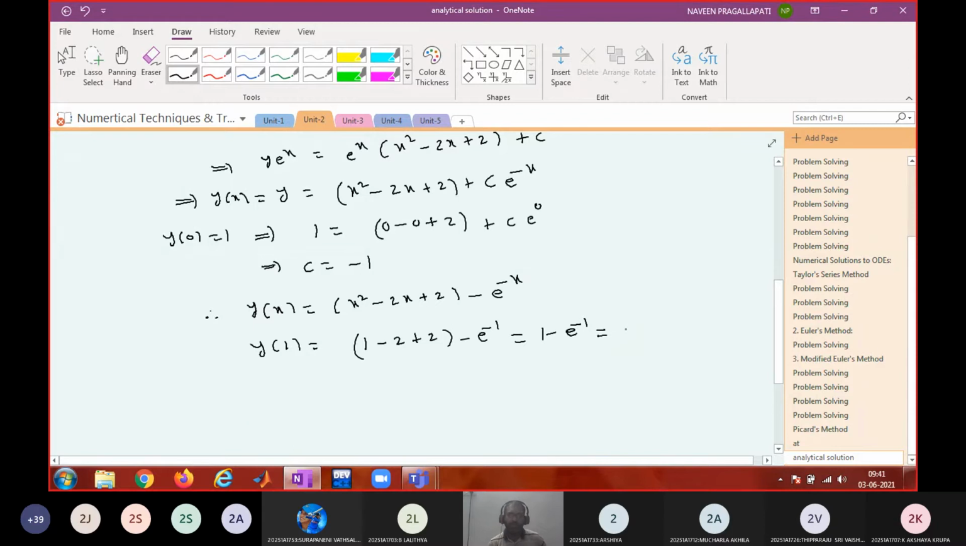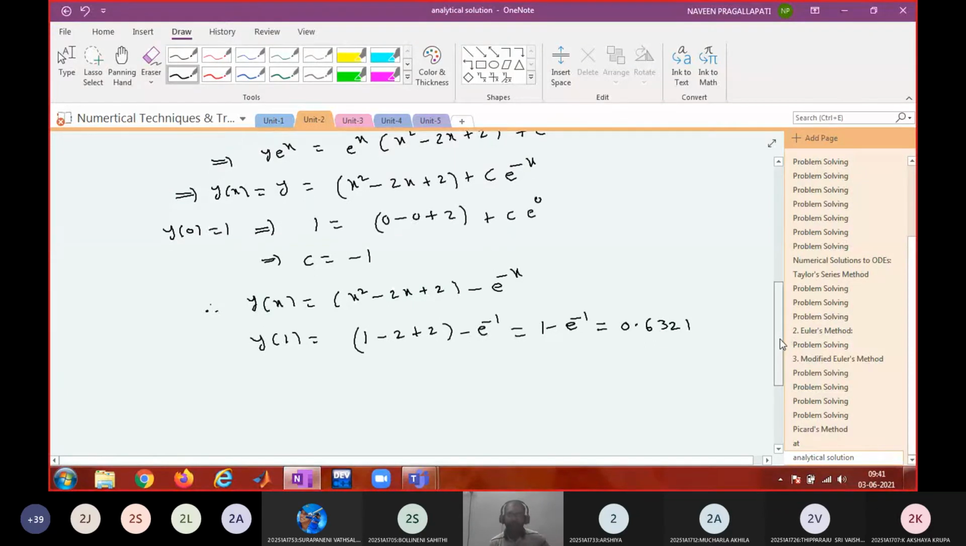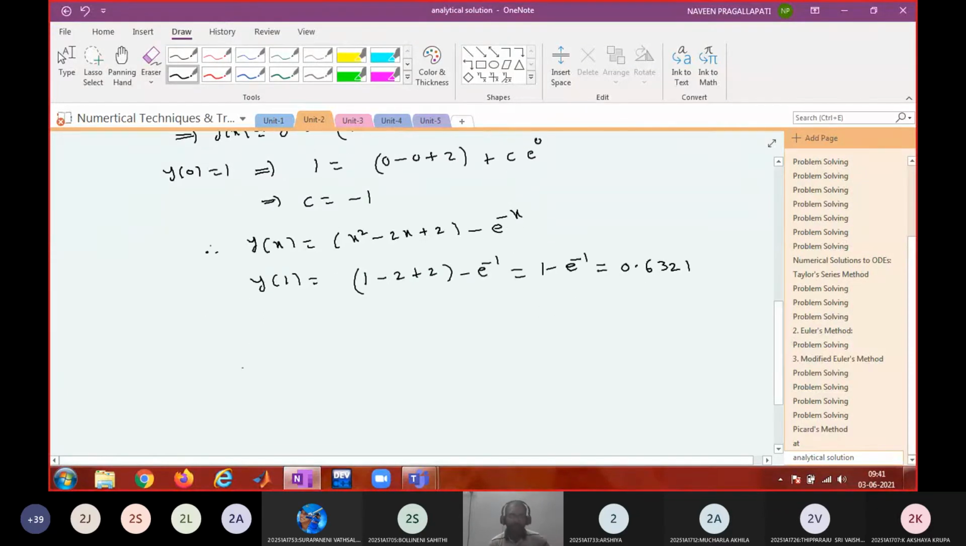0.6321. Round off to 4 decimals: 0.6321. Okay, after rounding to 4 decimals. So therefore, what is the absolute error?